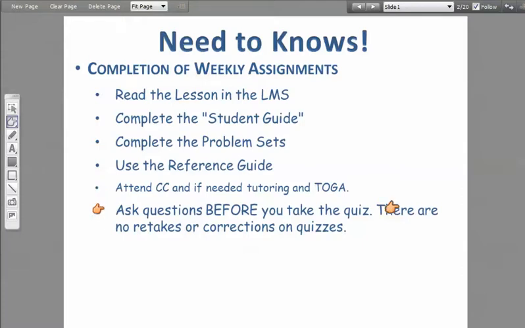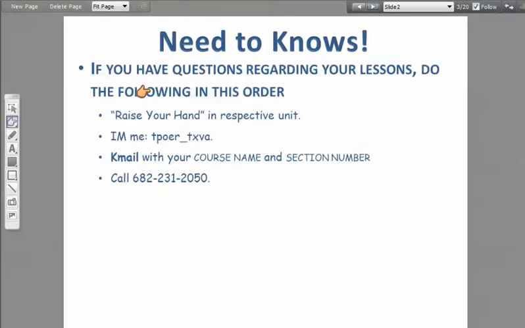And be sure to ask questions before you take the quiz because there are no retakes or corrections on the quizzes. When you do have questions, please go and post them in the Raise Your Hand section of Unit 1, and please IM me if you need a more prompt answer, and K-mail me with your course name and section number and exactly what problem you got questions with. And last but not least, you can call me.